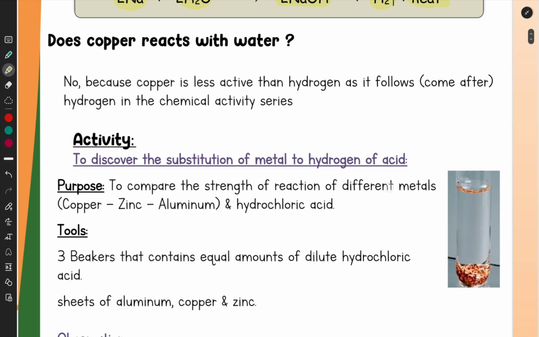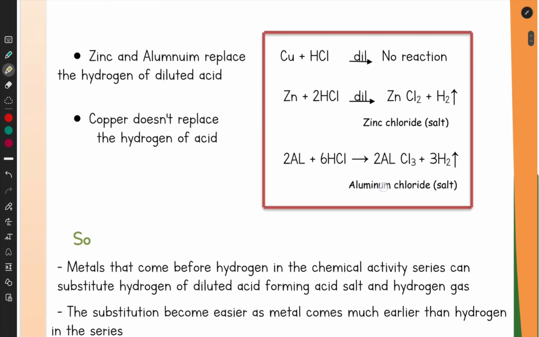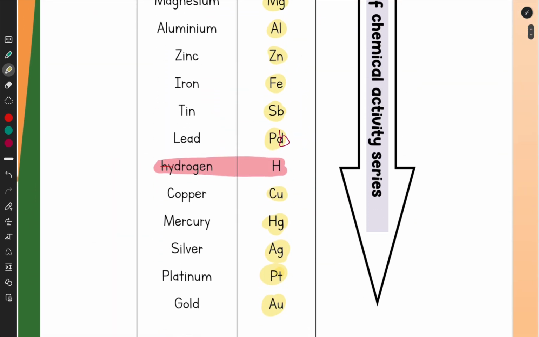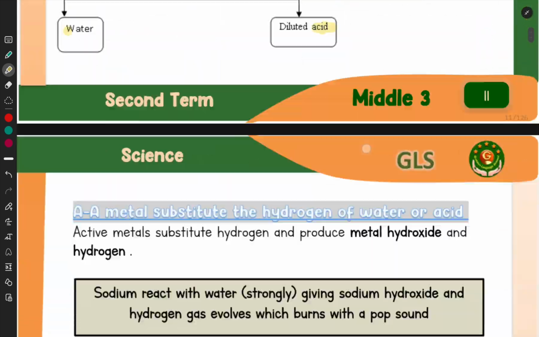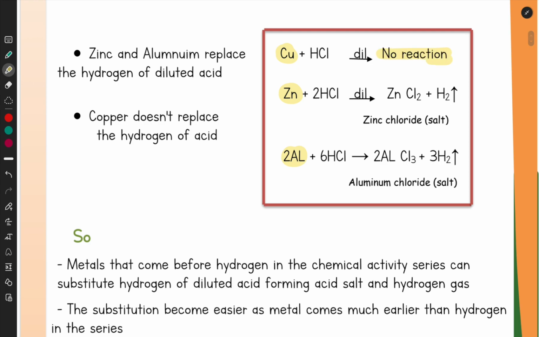Okay, now what about the reaction with the acids? We have some metals and react them with acid. But these metals are copper, zinc, and aluminum. Of course, if we go back to the chemical activity series, copper is lower than hydrogen, so copper can't replace hydrogen. This reaction can't happen in any way. Copper can't replace hydrogen because hydrogen is more active, stronger than copper.